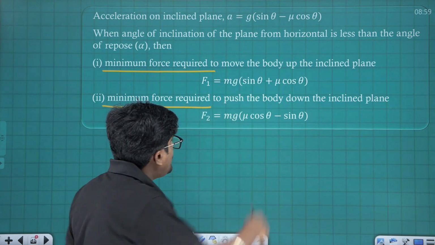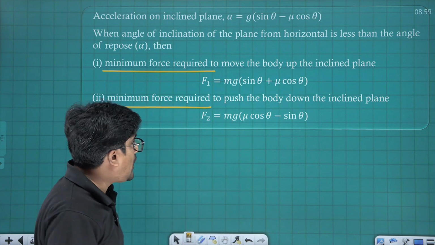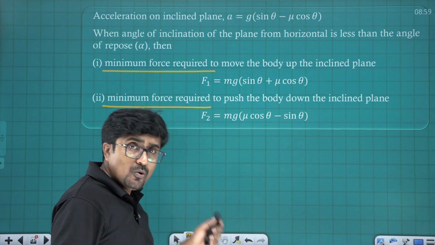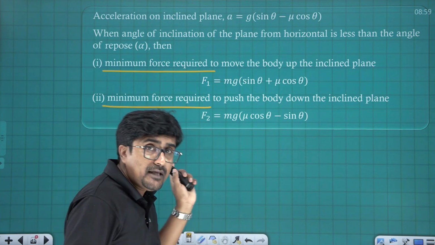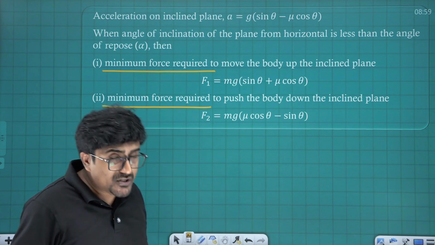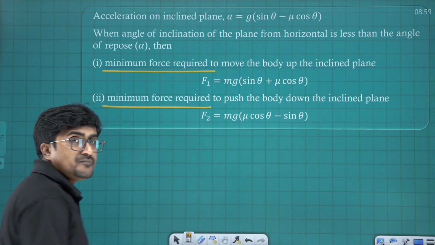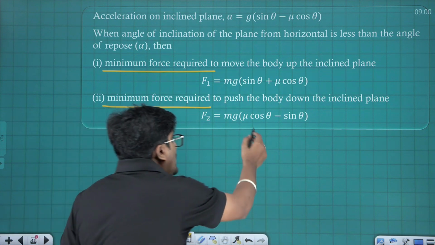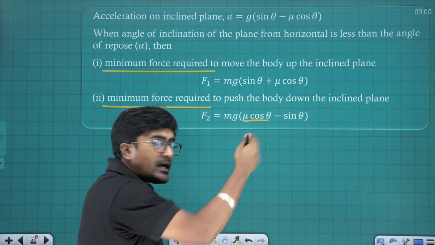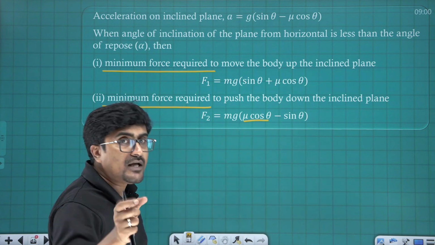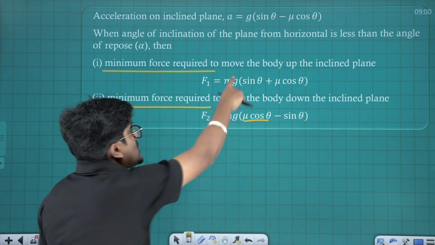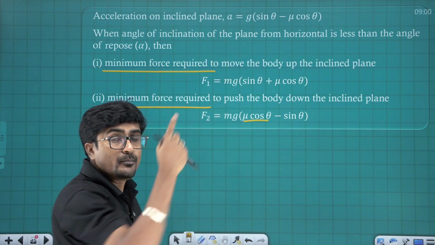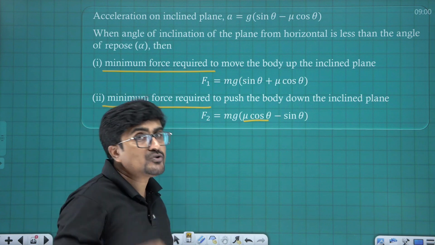And if you want to push a body in the downward direction, already you are having the benefit of mg sin theta in the downward direction. So the external force that we need to apply, F2, is going to be m into g times mu cos theta minus sin theta. g came out, that is why it is m into g, that's common. And what you are left with is mu cos theta minus sin theta. That is the net force that we require in the downward direction. So this was pushing in the upward direction, and this is pushing in the downward direction. Both are minimum force. Don't forget, both were the minimum force required to push upward and push downward.